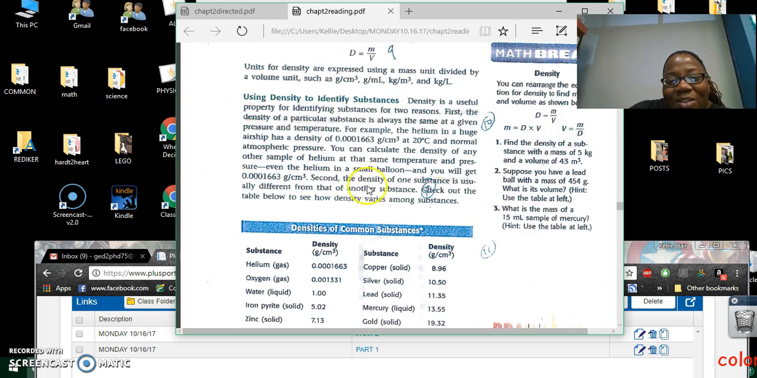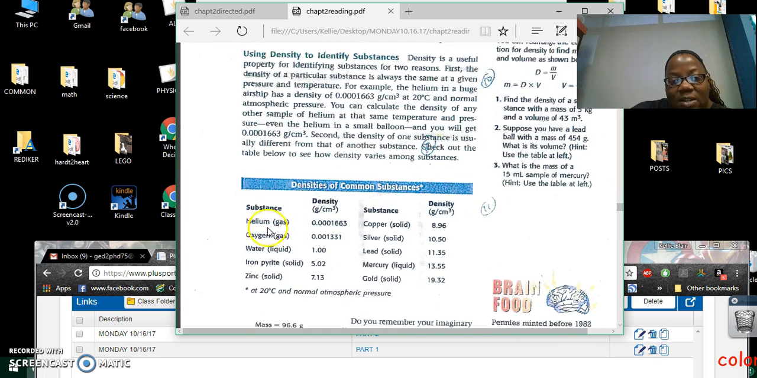Second reason, the density of one substance is usually different from that of another substance. Check out the table below to see how density varies among substances. So you have these substances, tells you the density, another set of substances, and tells you the density. But with these 2 questions, we have the 2 reasons why density is good to use to identify. So let's go back and take a look.